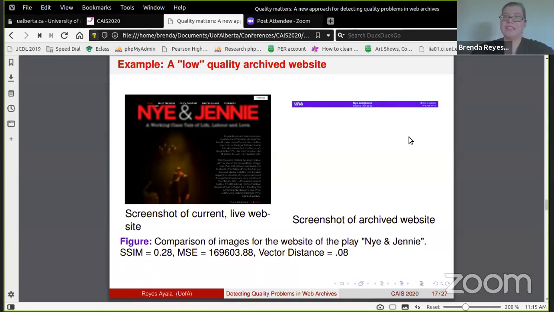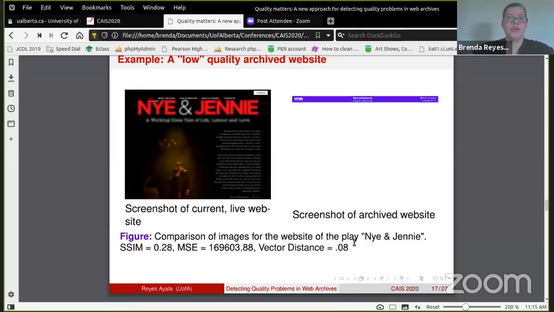So do these image similarity metrics reflect the quality? As we can see, they sort of do. So the SSIM for this was 0.28. That is very low, 1 being perfect. MSE was 169,000, so that means these two images were really far apart in similarity. And vector distance is equal to 0.08. And you have to remember that 1 is perfect similarity.